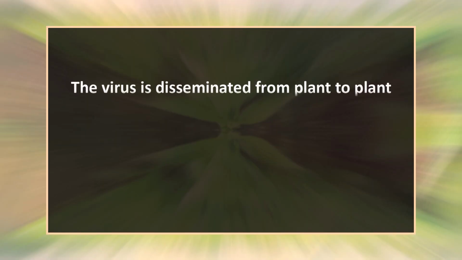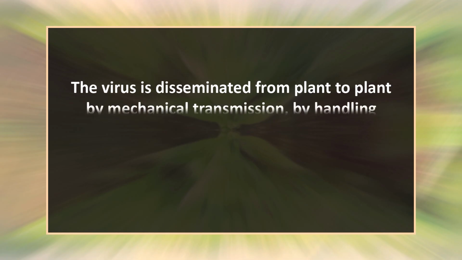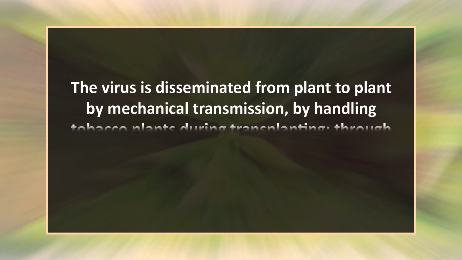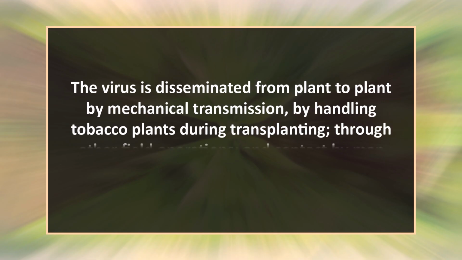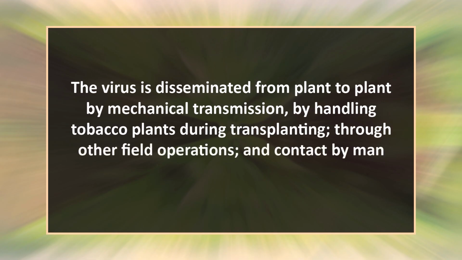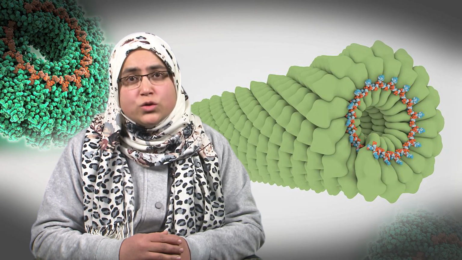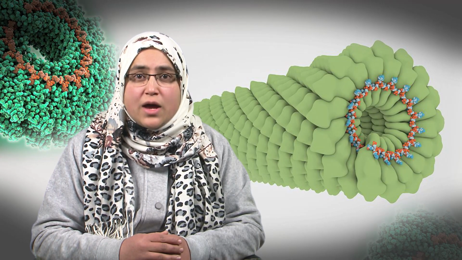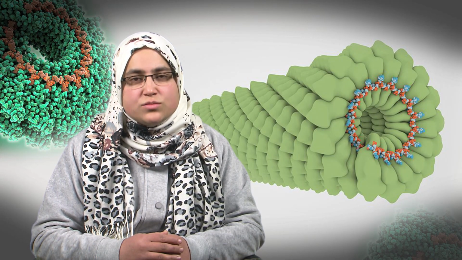The virus is disseminated from plant to plant by mechanical transmission, by handling tobacco plants during transplanting, through other field operations, and by contact with man and cultivation implements. The virus enters the host tissue, multiplies very rapidly, and produces disease symptoms.